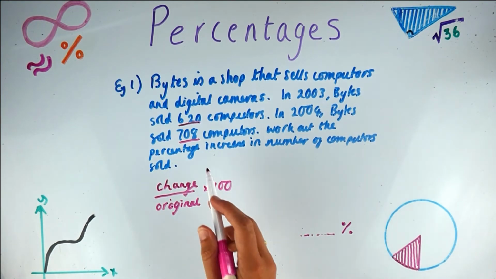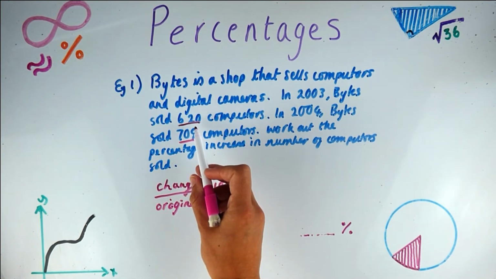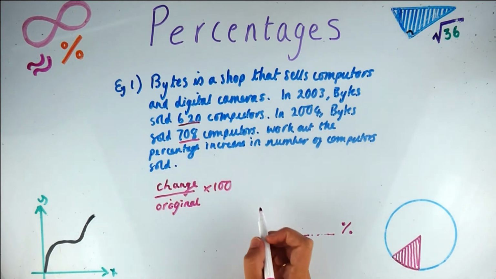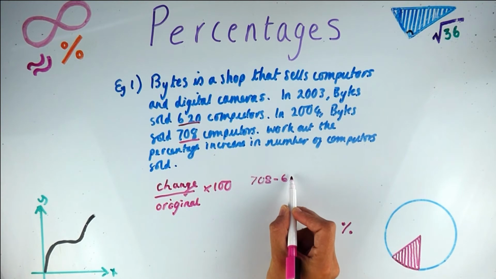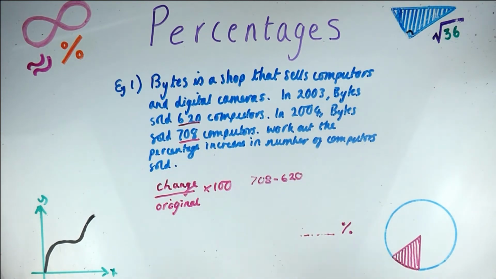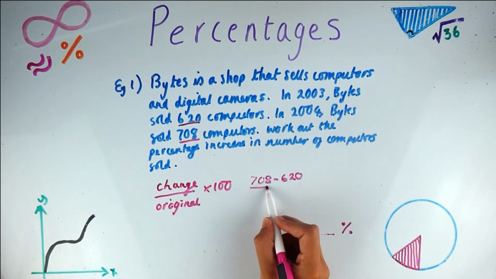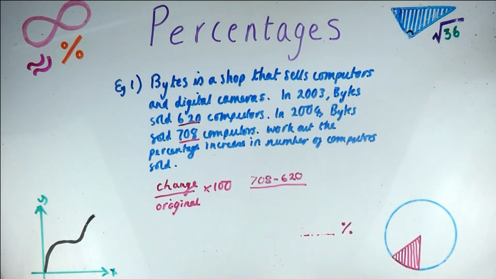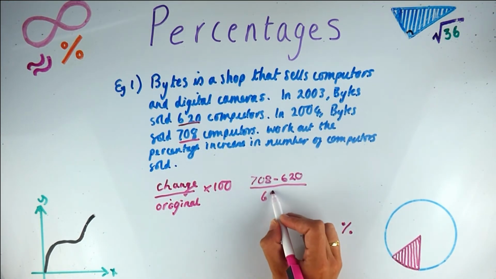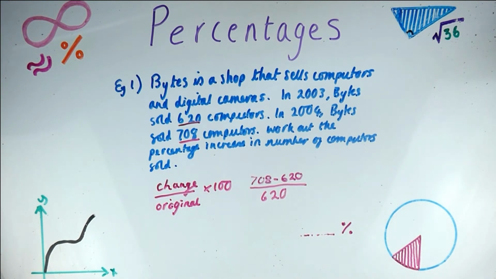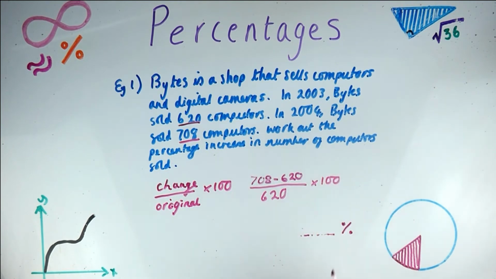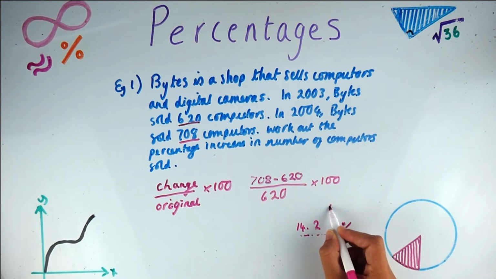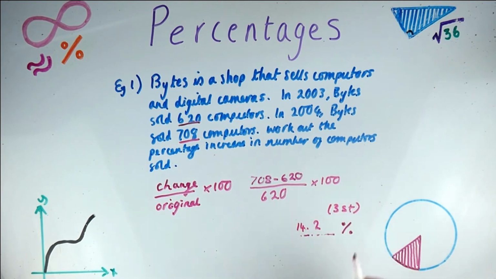So here the change has gone from 620 computers to 708. So our change is going to be 708 minus 620. That's the difference between the two numbers. Our original is how many it sold in 2003, so the smaller number, which is 620, and we times by 100. And that gives us 14.2% to 3 significant figures.